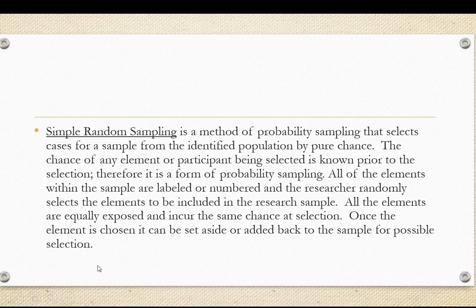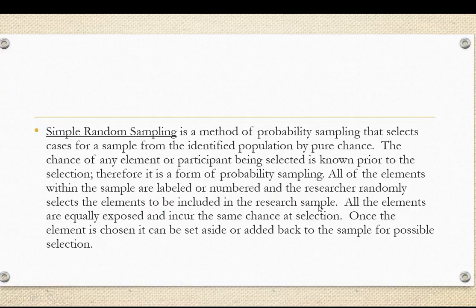Here is another definition of simple random sampling, and I'm going to give you some examples of a hypothesis and how we would use that for simple random sampling. As she stated, it's a method of probability sampling that selects cases for a sample from the identified population by pure chance. The chance of any element or participant being selected is known prior to the selection. Therefore, it is a form of probability sampling. All of the elements within the sample are labeled or numbered, and the researcher randomly selects the elements to be included in the research sample.